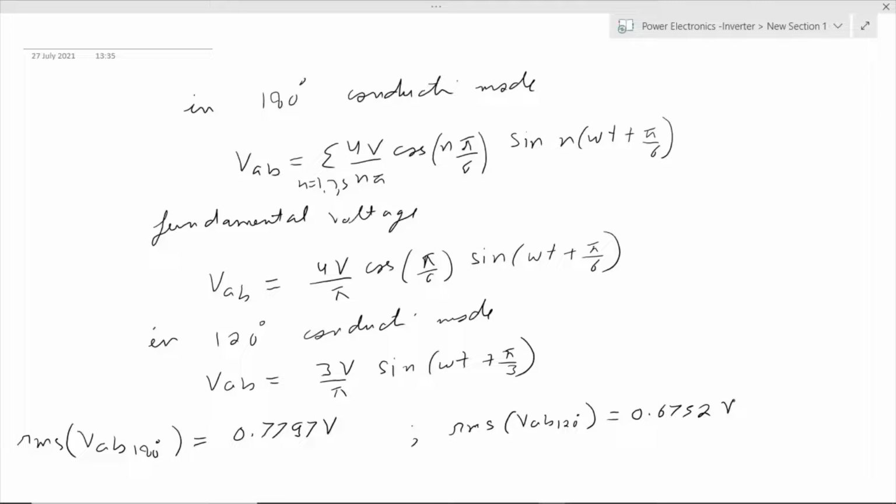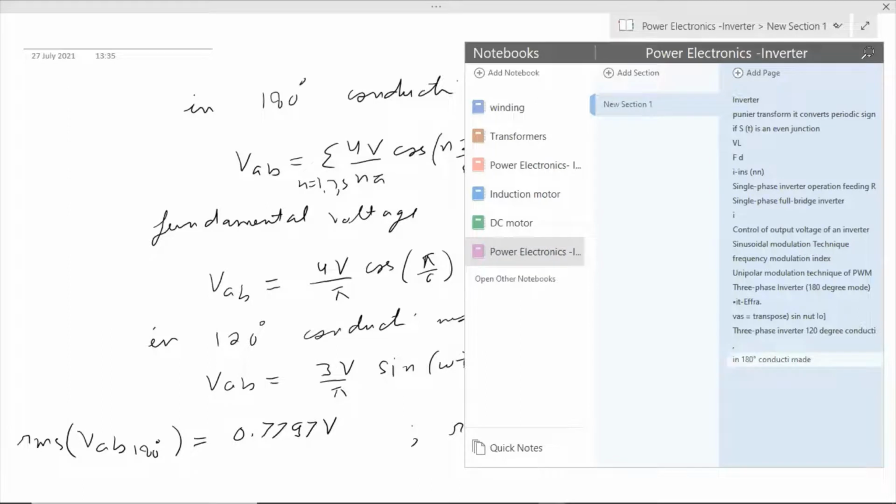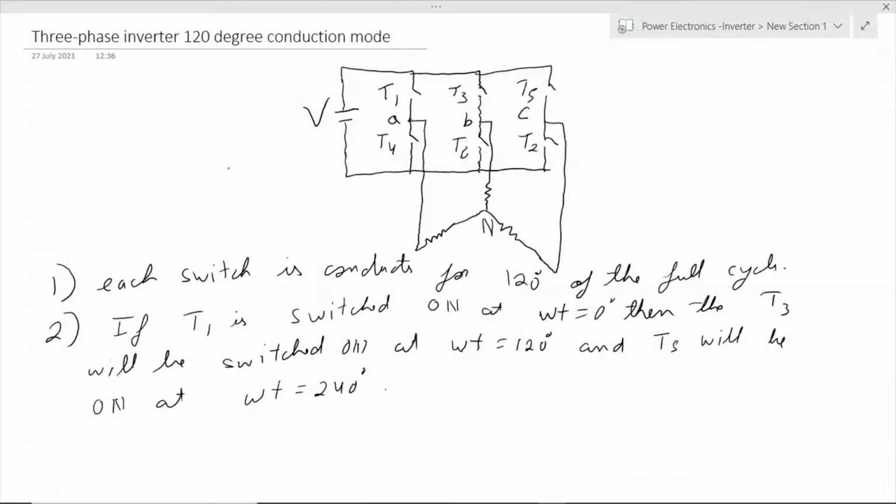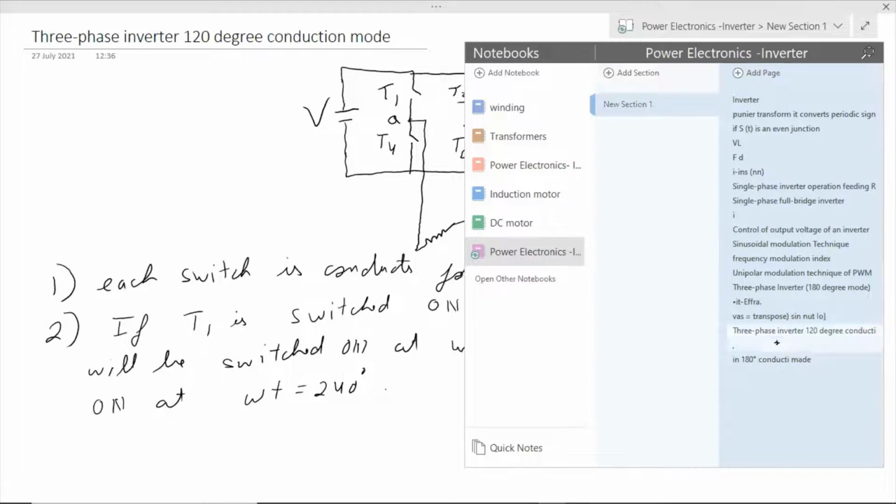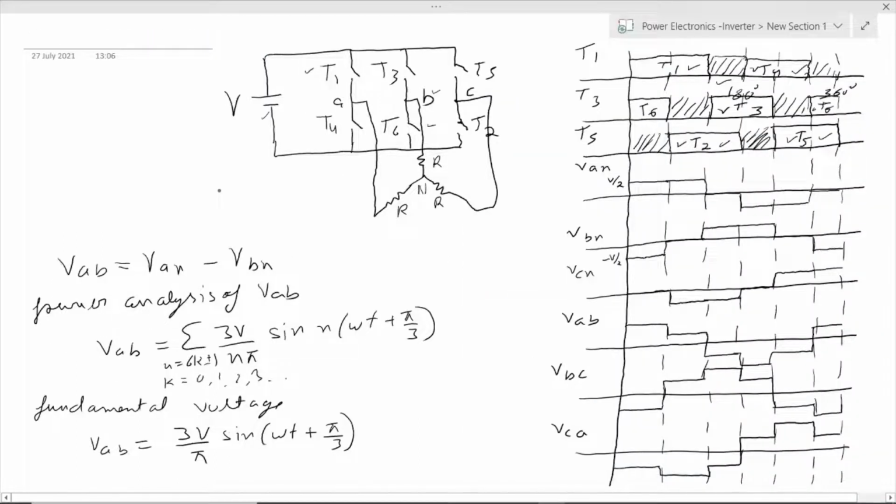But there is one very big advantage in 120-degree mode. Just see in the waveforms, there is a 60-degree time difference between the switching on of T1 and T4. The switches are in the same leg. But in 180 degree, T4 was just switched on when T1 was switched off.